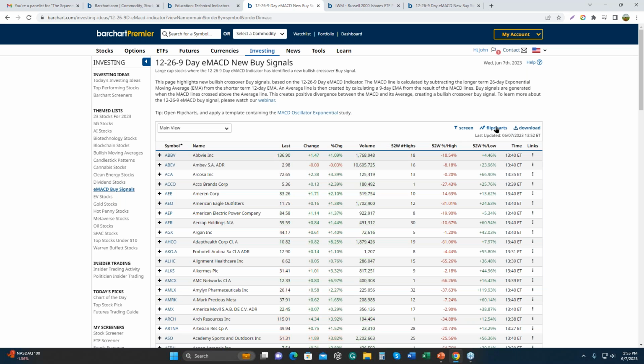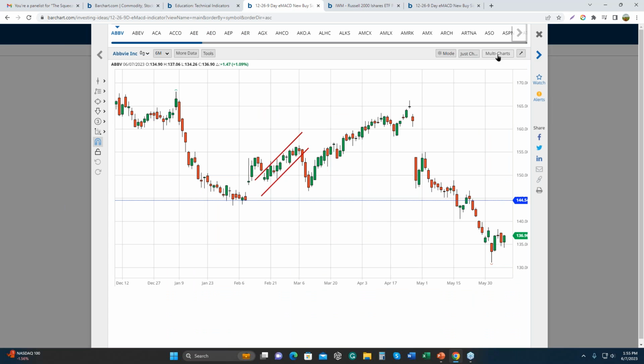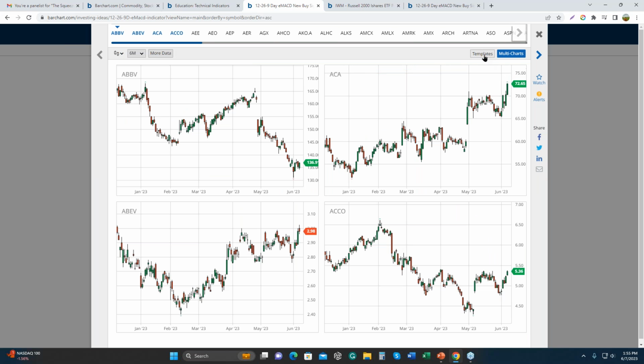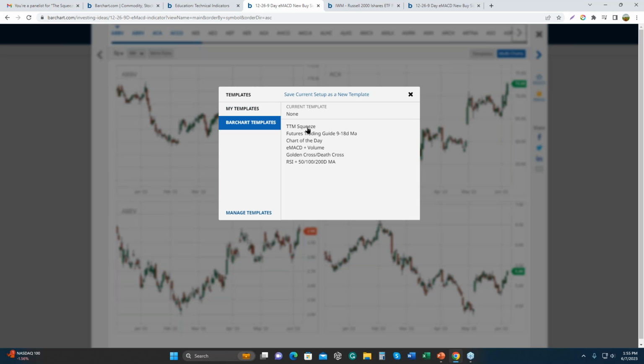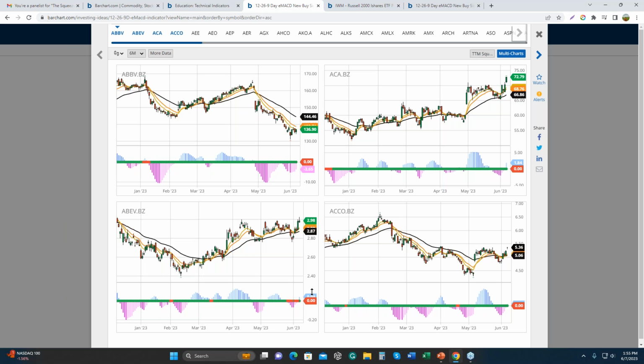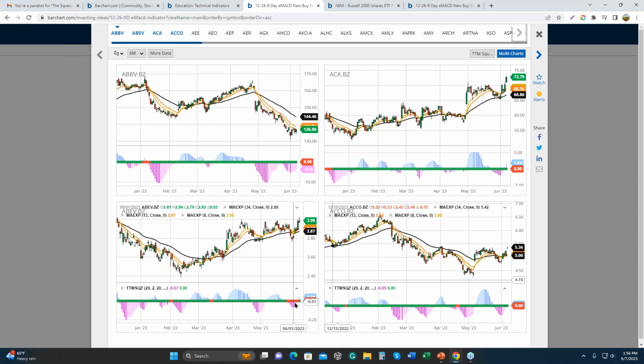So what you do is you go into flip charts, and up here it says multiple charts. And so what we're going to do is turn on the 4 grid, and then go to the templates and turn on the squeeze. I know this is difficult, but here's what you can do: you can scroll through 4 stocks very quickly. And all we're really looking for is that red to green.